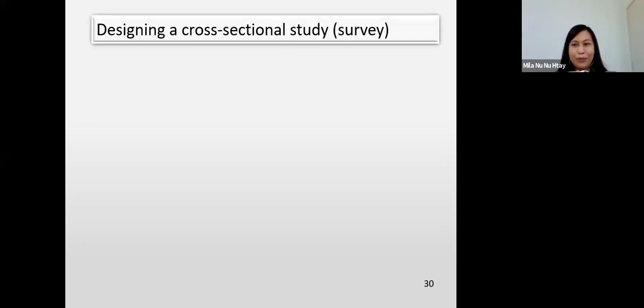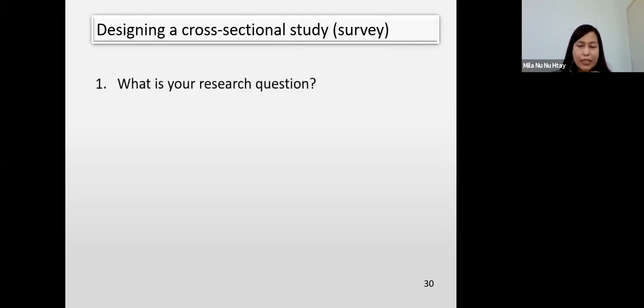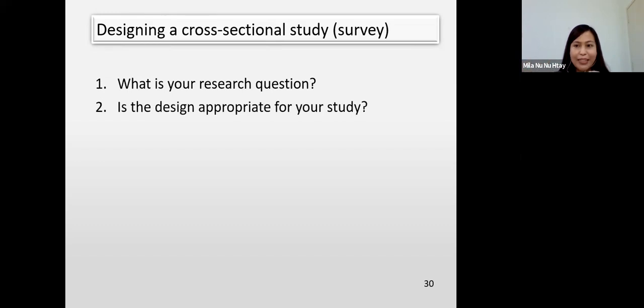I would like to move forward to the practical aspect of designing the cross-sectional survey. So if we would like to design any study, first of all, we must have the research question. What is the topic of interest? Then we need to formulate our own research question. Based on that research question, we will try to find the answer. So that is the first step, and we'll go into detail later.